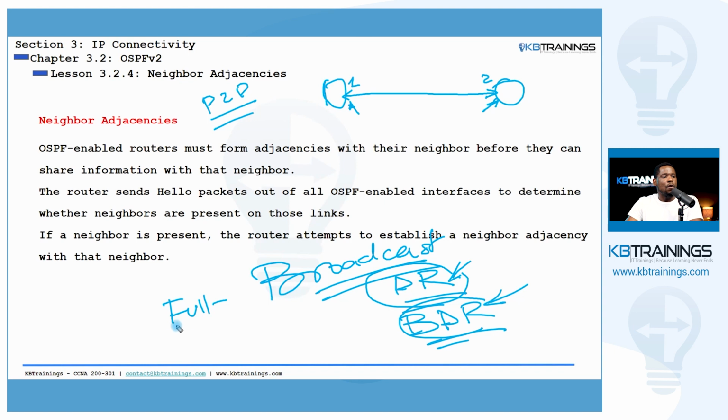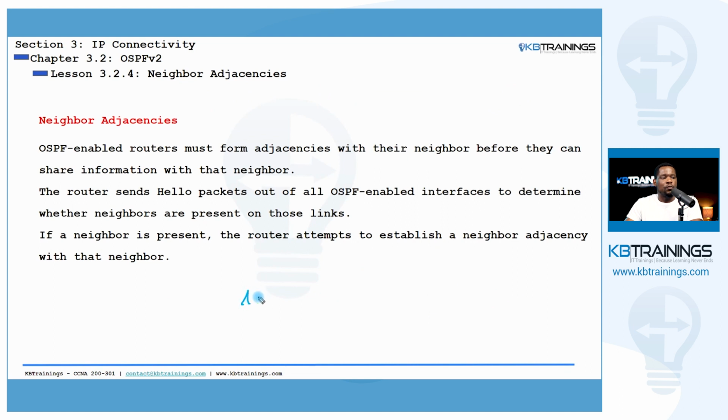So that's why when you are in a broadcast network and you have, let's say, 4 routers, 1, 2, 3, and 4 connected to the same Ethernet network segment, for example, and 2 is the DR and 1 is the BDR.